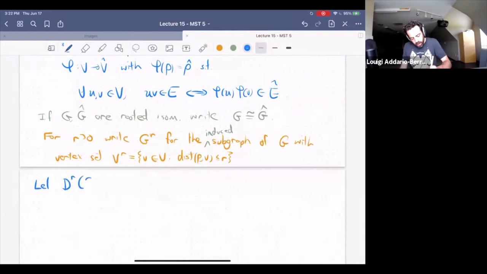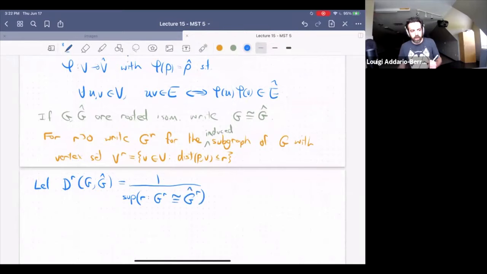So I'll write dr for the distance between G and G hat. Now let's say that this is 1 over the largest R such that GR and GR hat are rooted isomorphic.